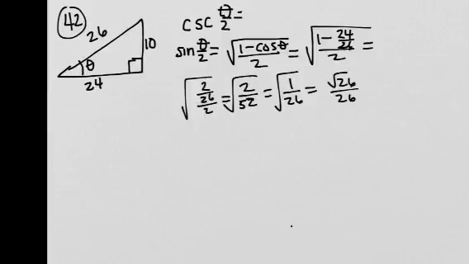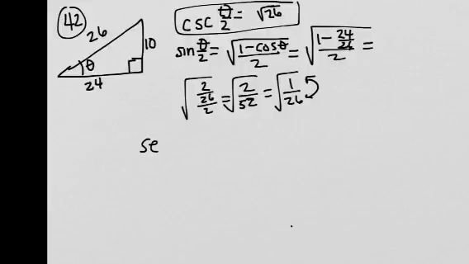Since I almost forgot, we're not looking for sine of theta over 2, we're looking for the cosecant. So all I'm going to do now is take the reciprocal of this by switching these two. And so now cosecant of theta over 2 is square root of 26 over 1, which is just square root of 26. So the answer is right here.